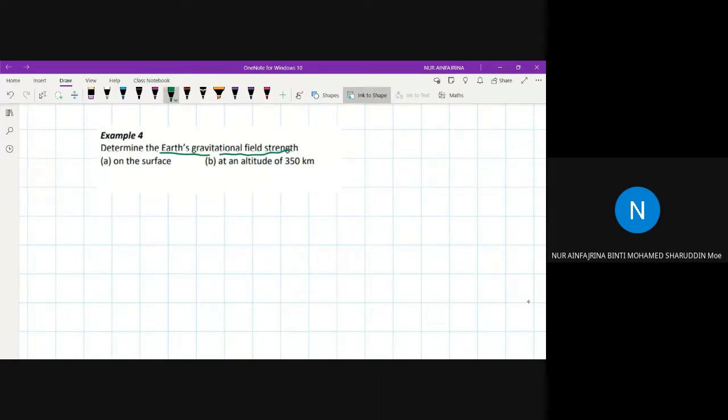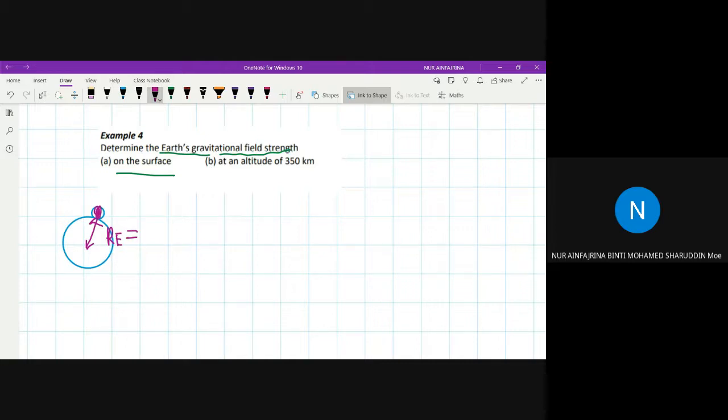Okay now, sekarang kita nak cari determine the earth gravitational field strength on the surface. On the surface maksudnya contohnya this is your earth and then dia nak kita cari on the surface lah, contohnya yang ini. So what we need to do now is kita tengok dulu dia punya distance from the center of the earth berapa?